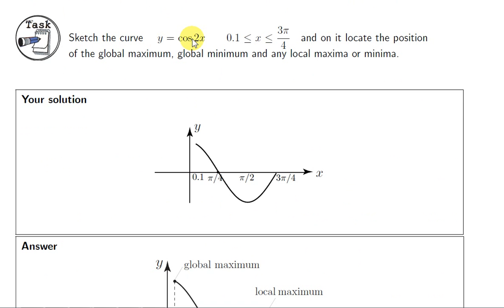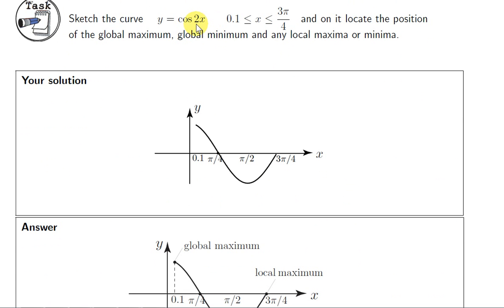Let's look at the graph of y equals cos 2x for x in the interval 0.1 to 3 pi over 4. Here's a sketch. Now, we could get a stationary point of this curve by differentiating it and setting it equal to 0 and solving, and we will find that there's a stationary point at x equals pi over 2, but no other stationary point within this interval here from 0.1 to 3 pi over 4.